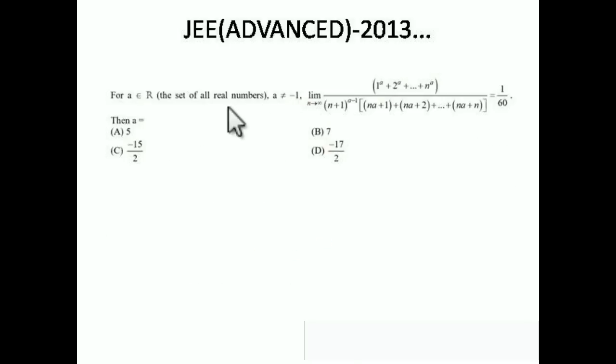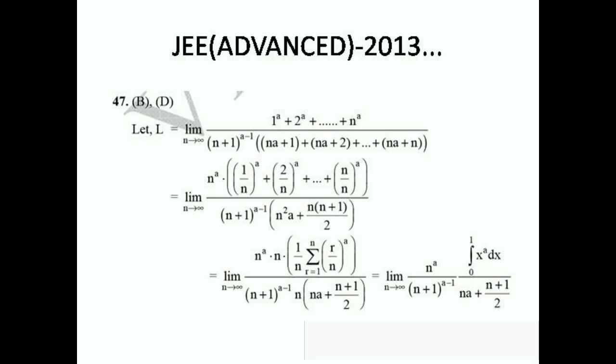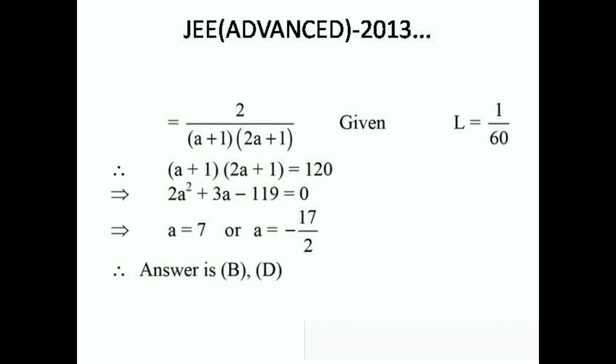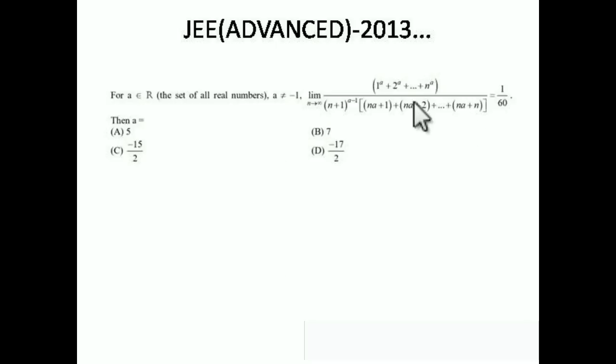This is a multiple choice question, so we have two answers, 7 and minus 17 by 2. B and D, both are my right option, B and D. Okay, so this is a very good sum. So please solve this type of sum where you have to convert a summation into the particular integration.